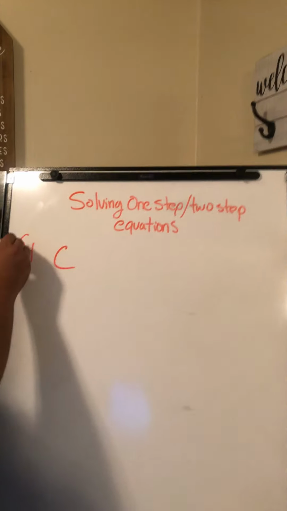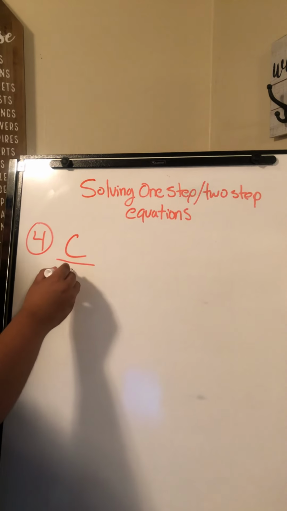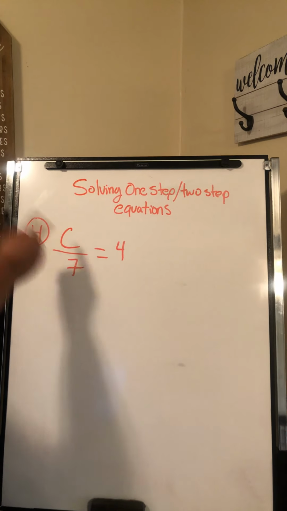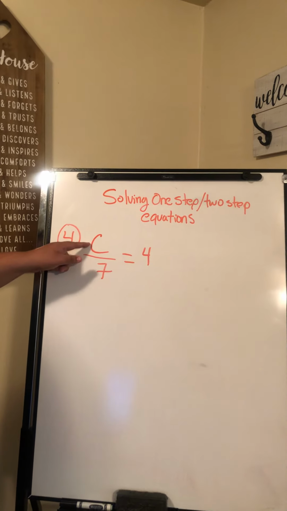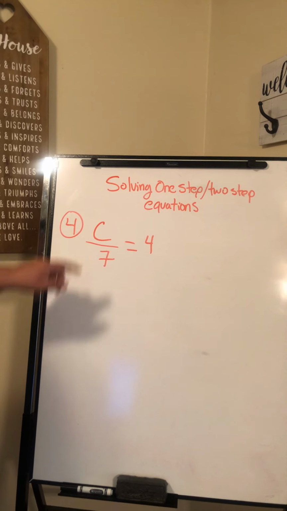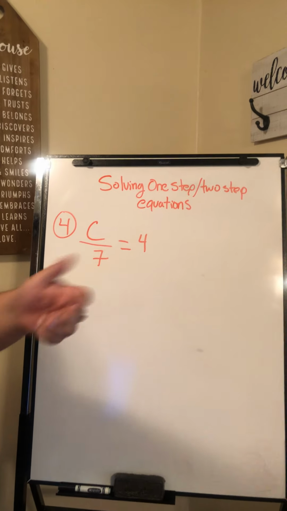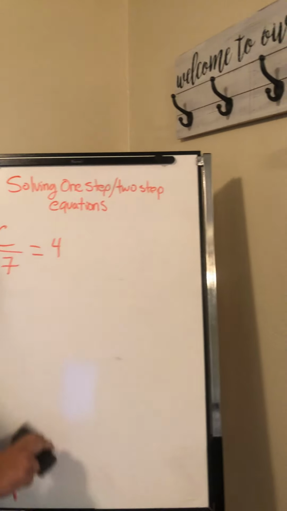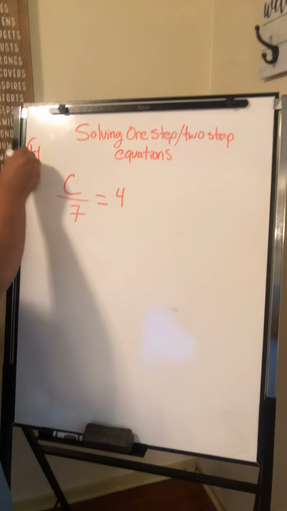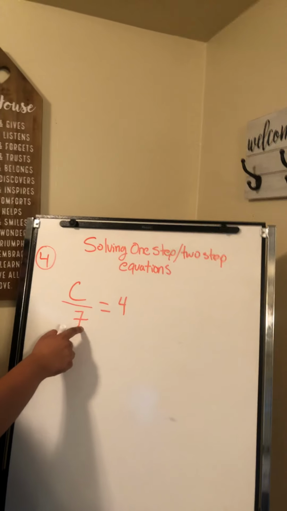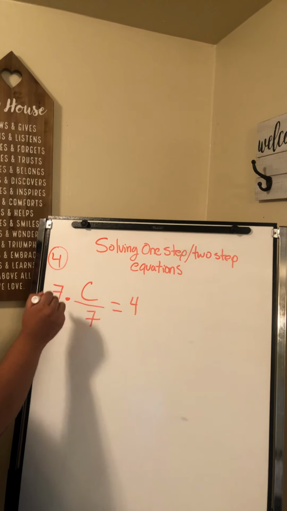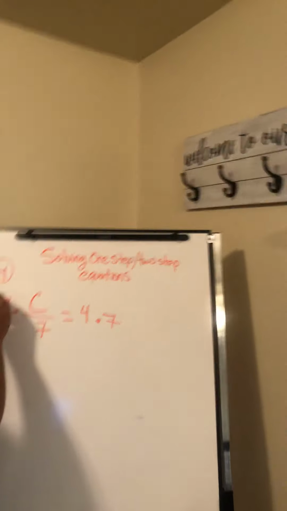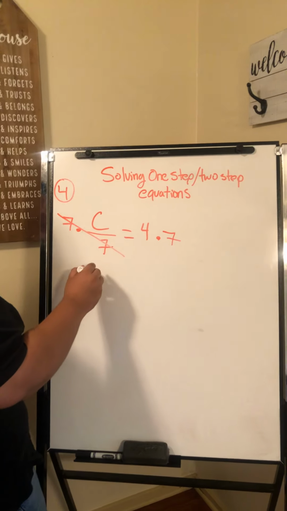C over 7 equals 4. Now we have a division. The variable C is being divided by 7. Whenever you want to get rid of a division, what's the opposite of division? It should be multiplication. So let me make this 4 a little higher for space. So you have to multiply out the 7. So I'm going to multiply everything by 7. What you do to one side, you do to the other. This cancels. The C comes down by itself.